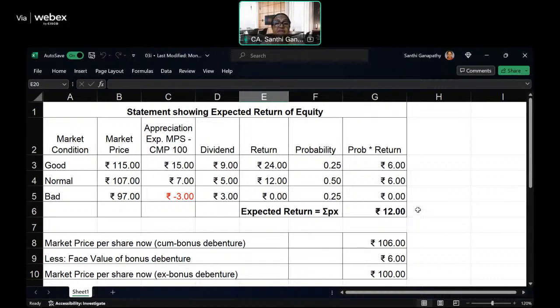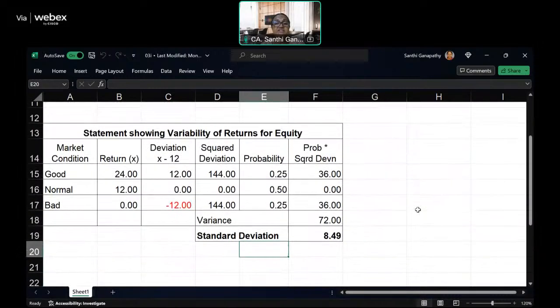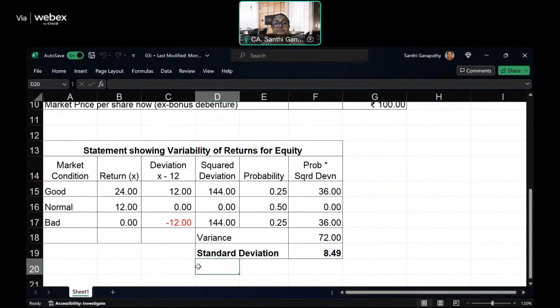Expected return we found to be 12. We need to find the variability of returns. So we have the return, we have the deviation, we will square the deviation, multiply with the probability, get the standard deviation.